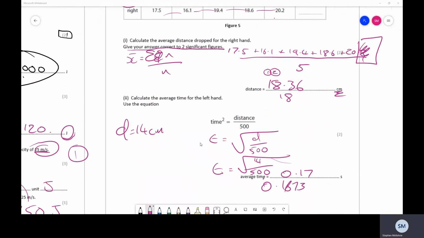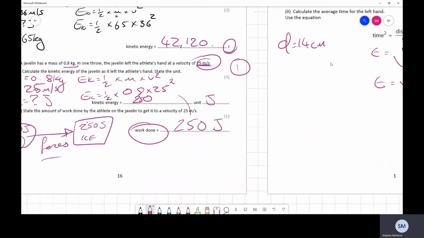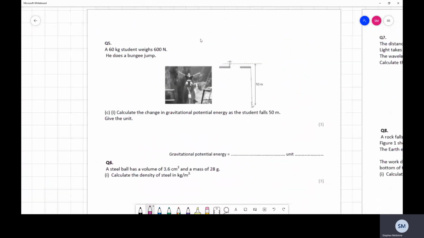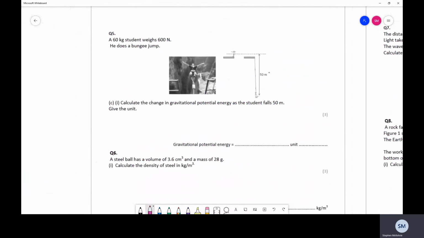All right then, next question. A 60-kilogram student weighs 600 newtons. He does a bungee jump. Calculate the change in gravitational potential energy as the student falls 50 meters. Give the unit. So I'll write that my mass is equal to 60 kilograms, that my weight is equal to 600 newtons. I'm including everything, and my distance is 50 meters.